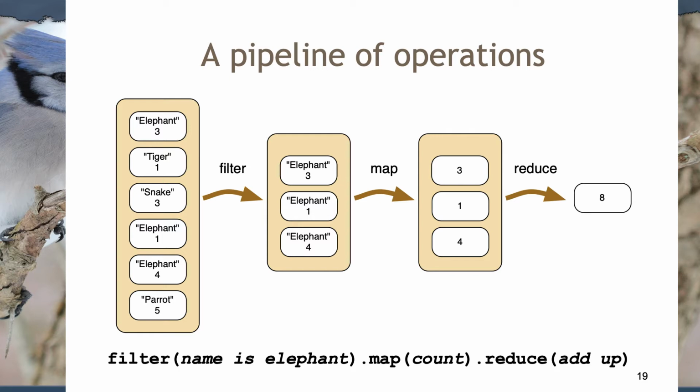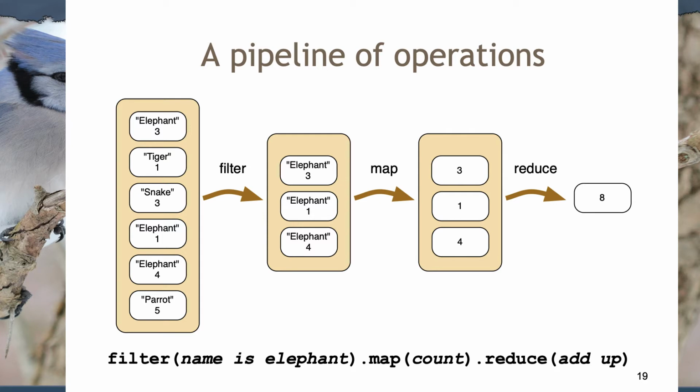So expressed as a stream-based pipeline, we want to filter on the name of the elephant, we want to map the filtered data to the count, and then we want to reduce those counts to form a summation.